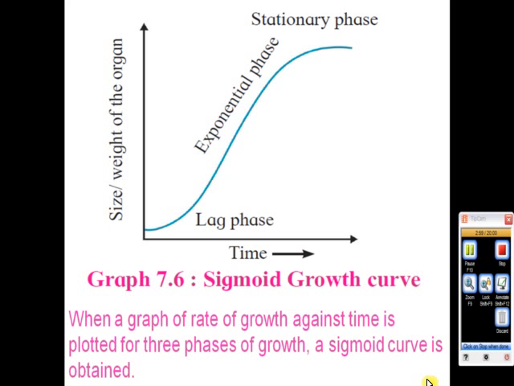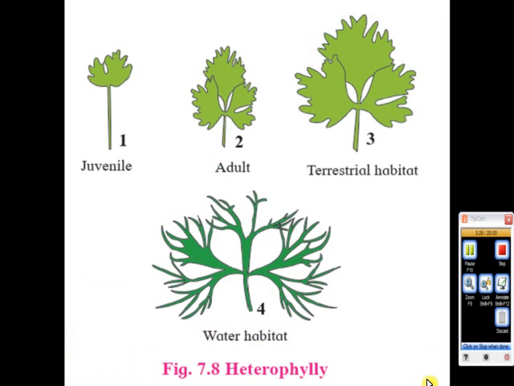In a sigmoid growth curve, when a graph of the rate of growth against time is plotted for the three phases of growth, it is called a sigmoid curve. The sigmoid curve is divided into three phases: the lag phase, where the growth rate is slow; the exponential phase, where the growth rate is high; and the stationary phase, where the growth rate is stagnant or gradually declining.